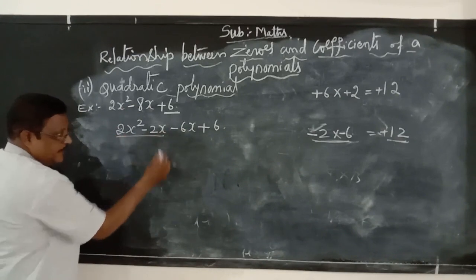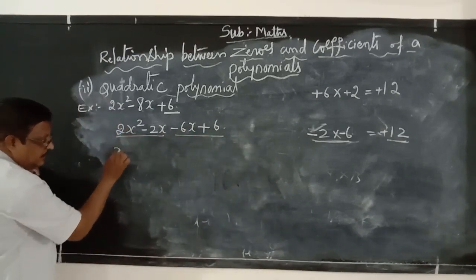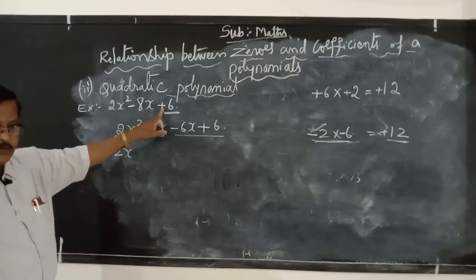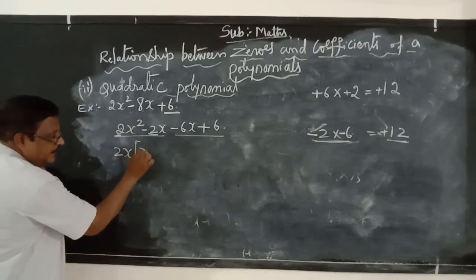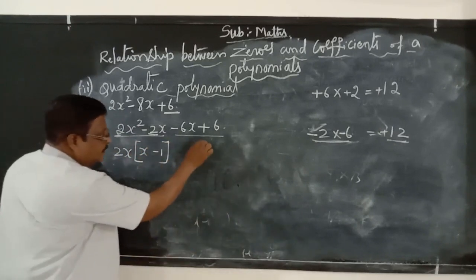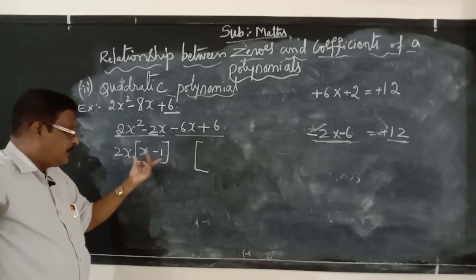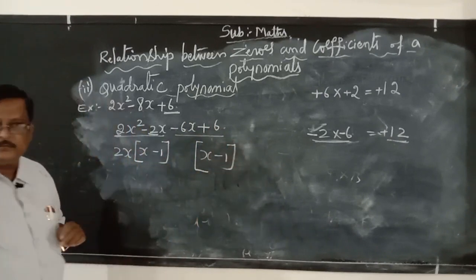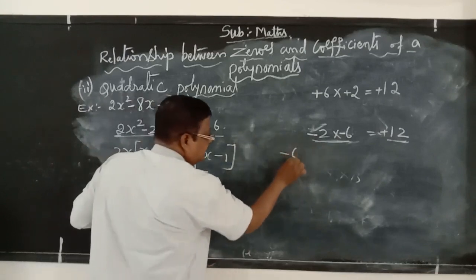Next, these two make one group, these two make one group. Here 2x is common. Here 2 is there, here 2 is there, 2 is common. Here x to the power 1 is there, x to the power 2 is there, x is common. Next, here x remains, here 1 remains. Next here, which is common? In these two, x minus 1 is there, here also you write x minus 1 directly. It means, what is the first term of the second group? Minus 6x.